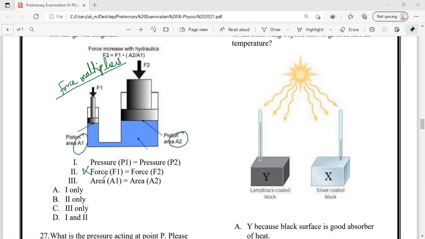So this is incorrect because force is not equal. As we can see, एरिया भी हमारे पास दोनों के बराबर नहीं होते, एक कम होता है एक ज़्यादा होता है, दोनों एरियाज भी बराबर नहीं हैं. सो only first condition is true, that is option A is the correct answer. Only the pressures are equal at both of these two pistons.